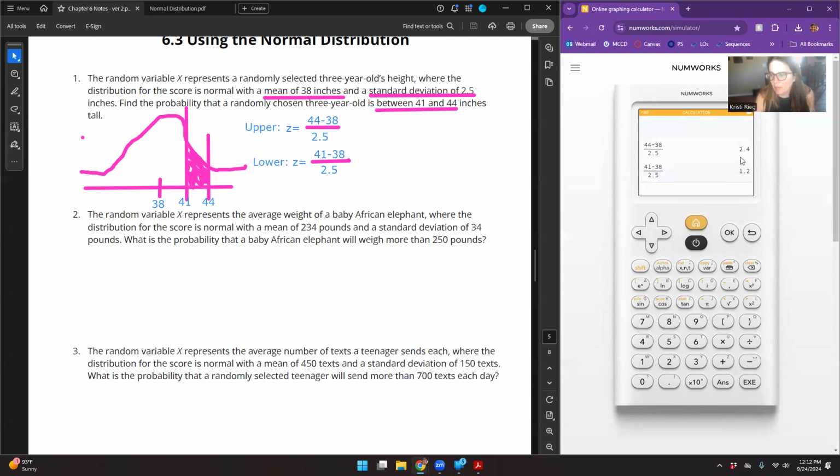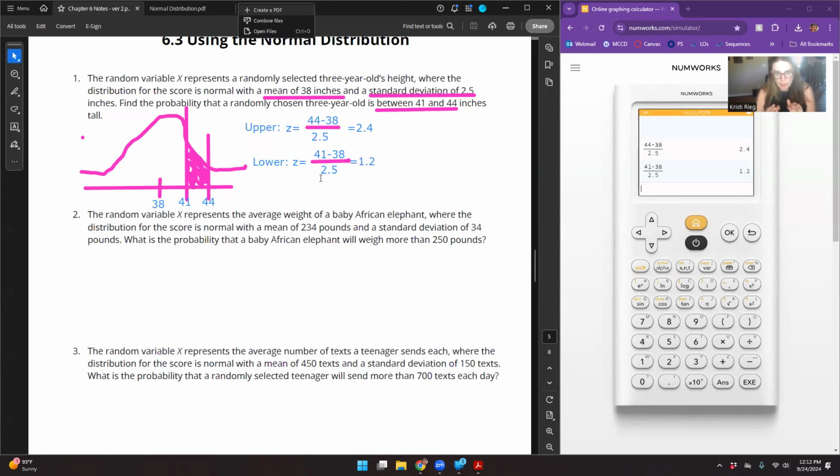Okay, so I have my upper and my lower. So the upper z-score is 2.4 and the lower z-score is 1.2. Okay, interesting, good to know.